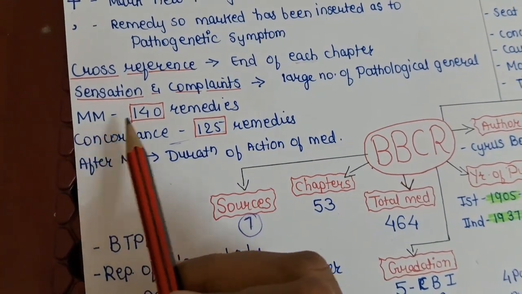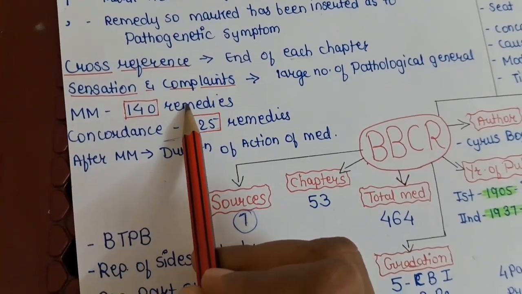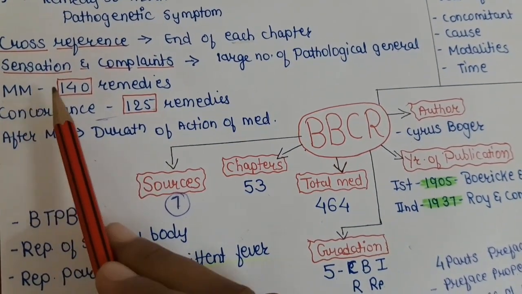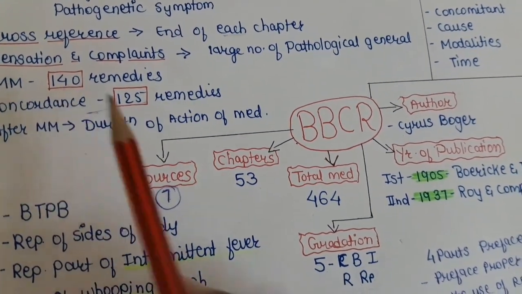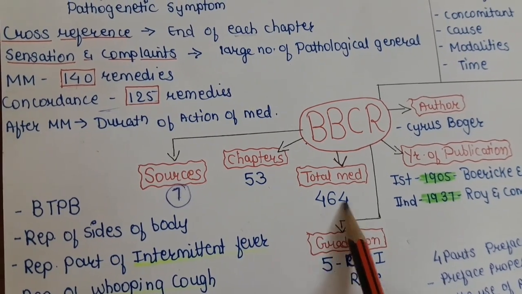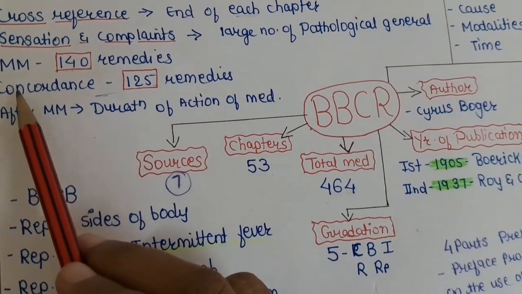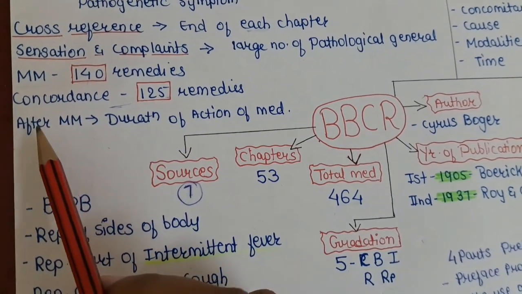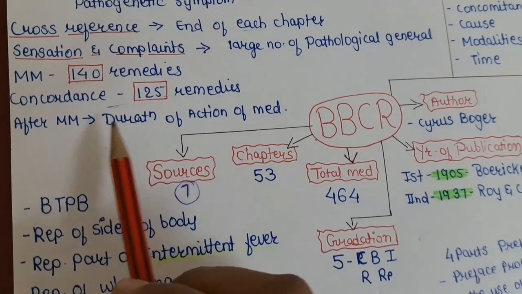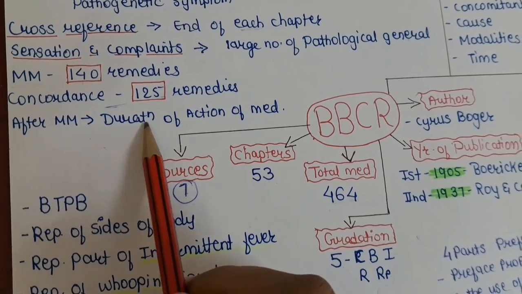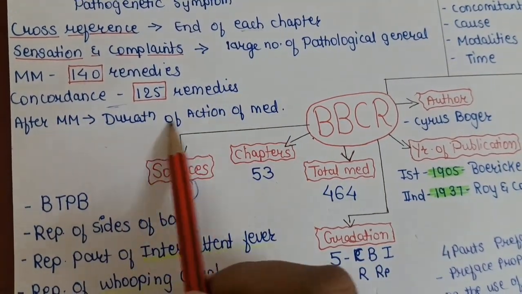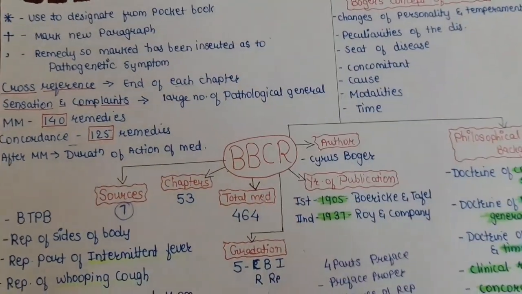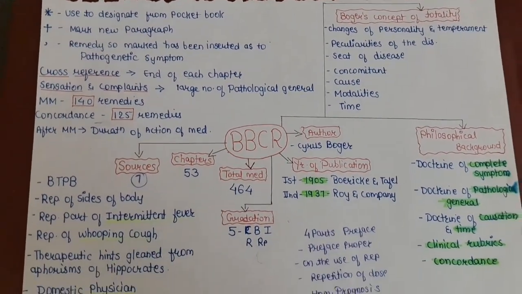So in the materia medica part, 140 remedies are given. So you should not get confused between this. Always remember that in the materia medica part, 140 remedies are given, and in the repertory part, 464 medicines are given. In the concordance chapter, 125 remedies are given. Just now we saw that after materia medica the duration of action of medicine is given. So that is all about BBCR.